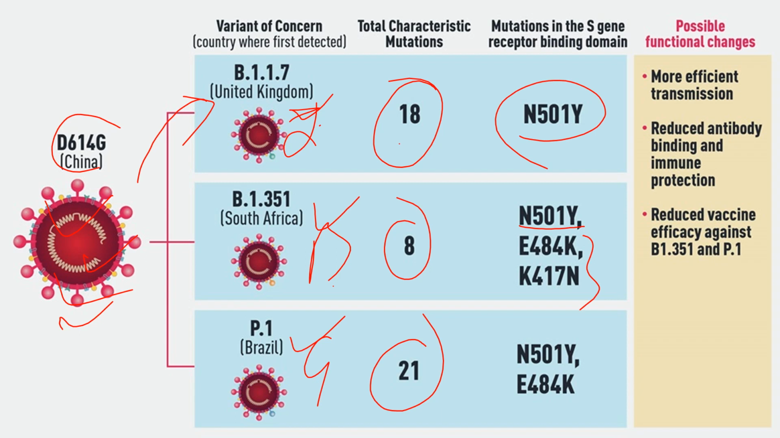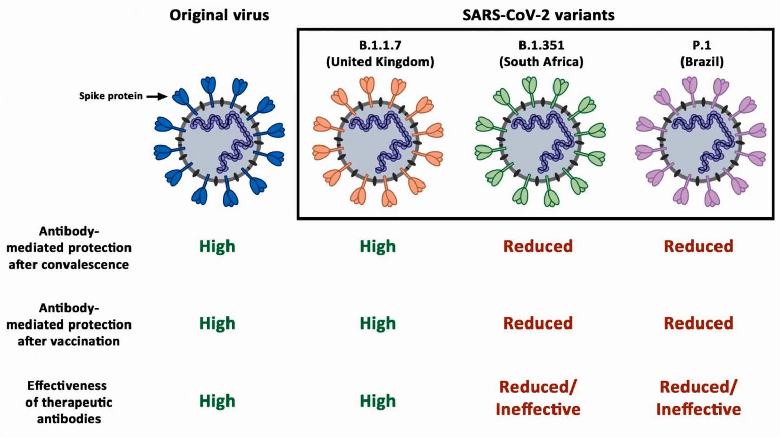Similarly, in Brazilian variants, these two mutations were there. What is going to happen because of these mutations? These mutations make transmission more efficient. So a higher transmission rate means the contamination rate is very fast. There is reduced antibody binding and immune protection, and reduced vaccine efficacy against P.1, B.1.351 and the Brazilian variants. So vaccine efficacy has been reduced.